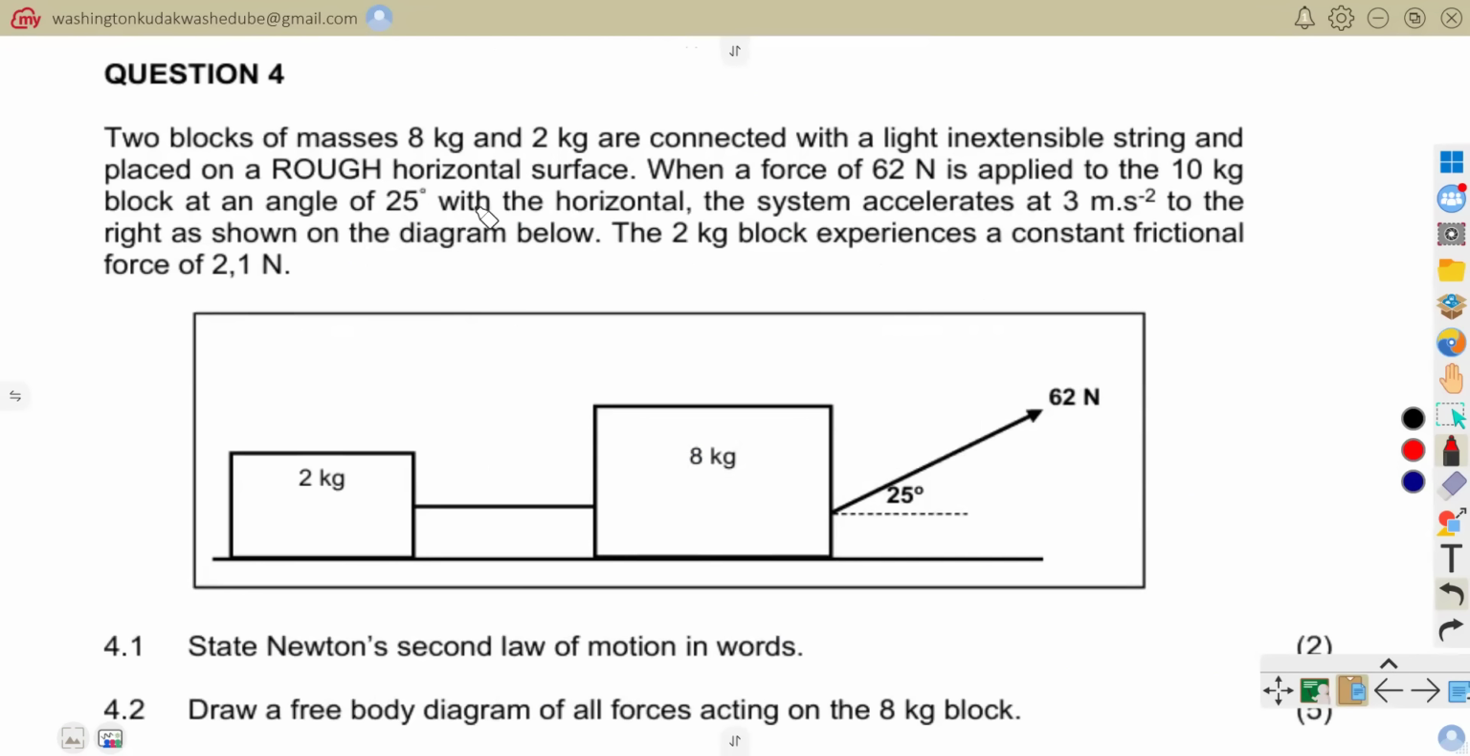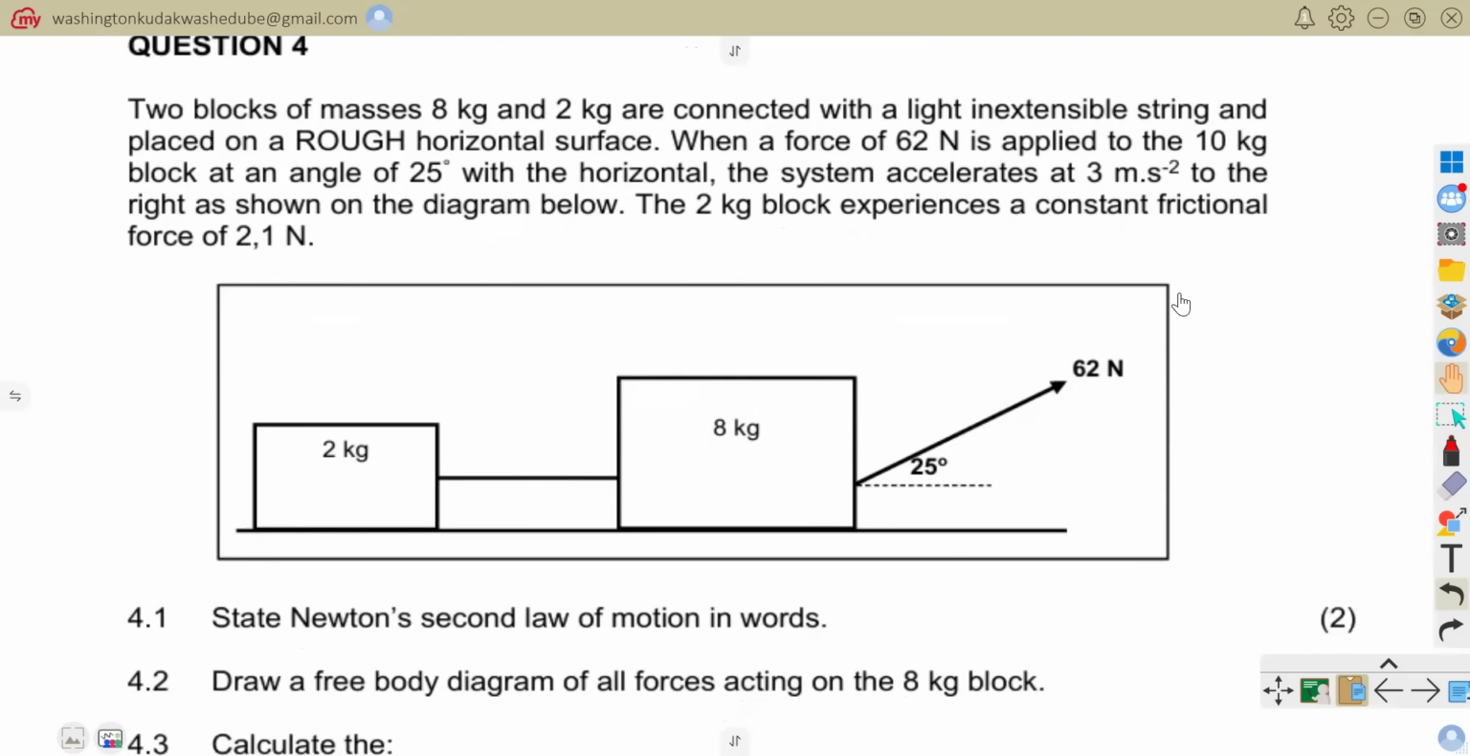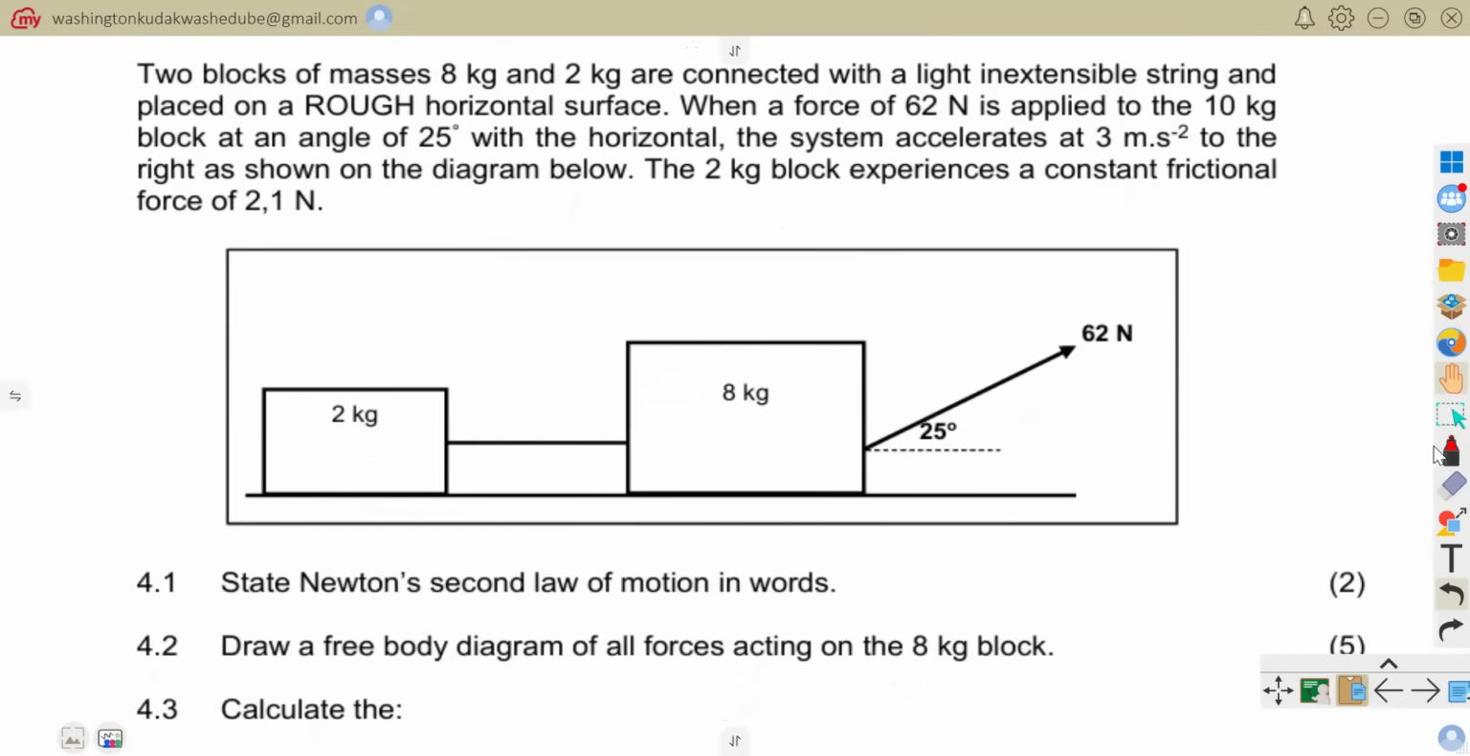Now let's look at question number 4. Two blocks of masses 8 kg and 2 kg are connected with a light inextensible string and placed on a rough horizontal surface. When a force of 62 newtons is applied to the 10 kg block at an angle of 25 degrees with the horizontal, the system accelerates at 3 meters per second squared to the right, as shown on the diagram. The 2 kg block experiences a constant frictional force. So let's look at that diagram and the question that follows. Here they are saying that these two objects accelerate to the right with an acceleration of 3 meters per second squared.